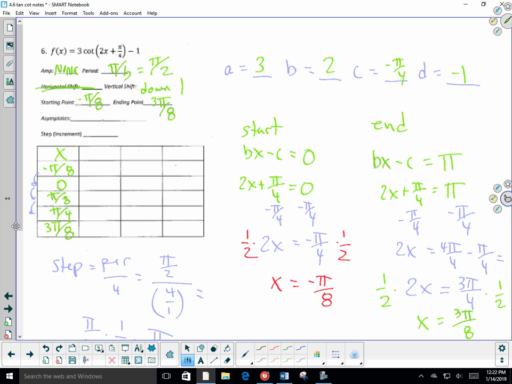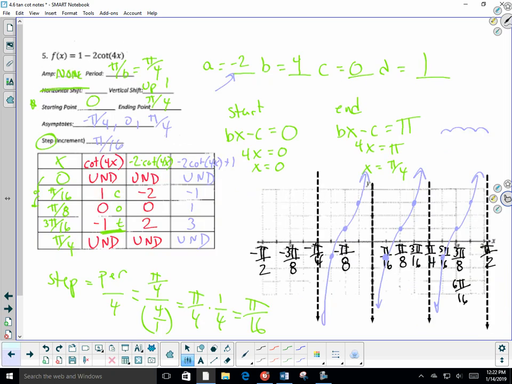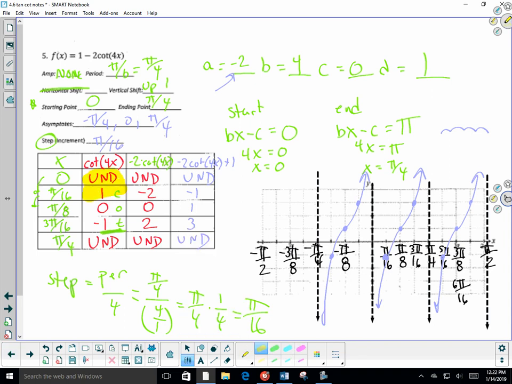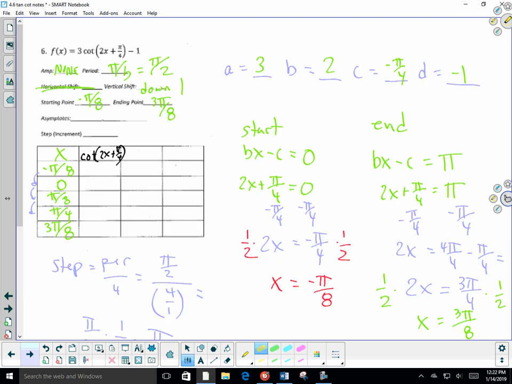At this point, we're ready for our next column, which is going to be cotangent of the bx minus c. So it's cotangent of 2x plus pi over 4. What goes in that column? That's our key values for cotangent. We have them right here: undefined, 1, 0, negative 1, undefined. So let's fill those in.